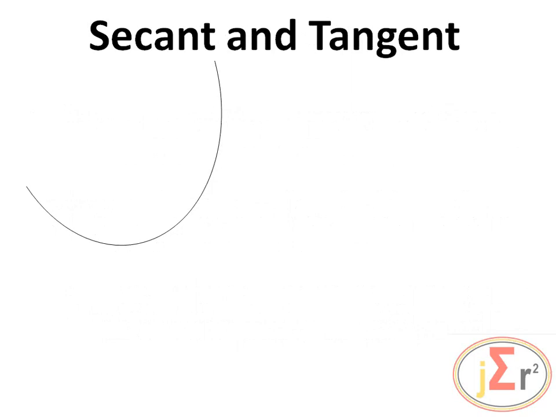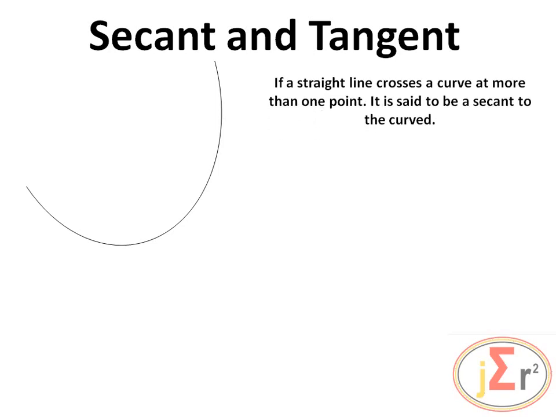So now we are going to be looking at the gradient of a curve, and we are going to be looking at secant and tangent. Some may pronounce it secant. My ancient mathematics teacher said secant, and I'm using that word also. So secant. If a straight line crosses a curve at more than one point, it is said to be a secant to the curve.